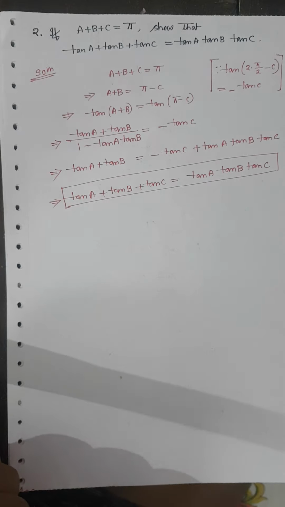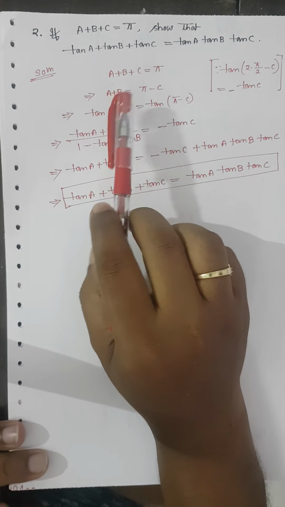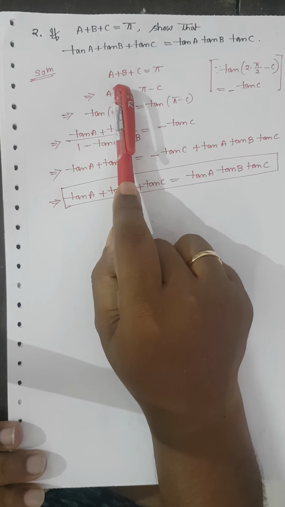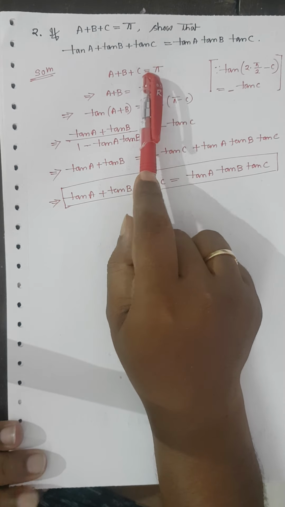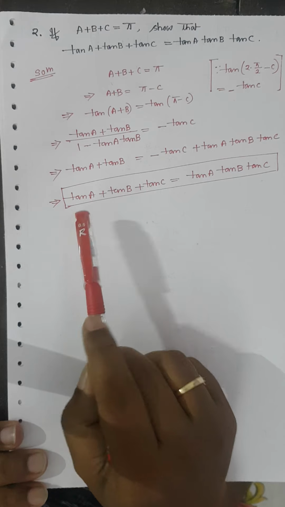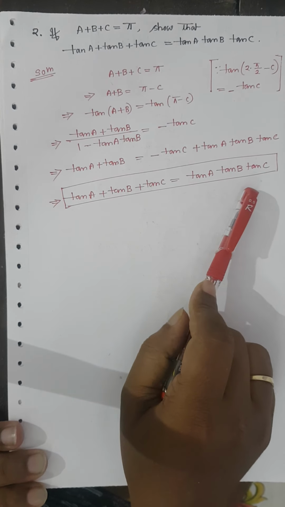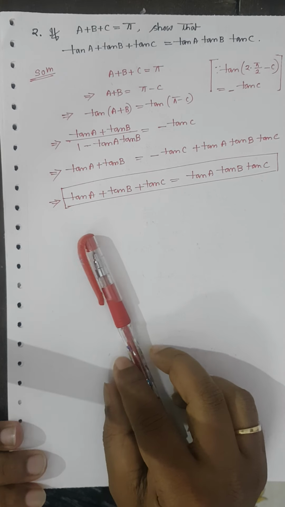Okay, so here A, B, C represent the angles of a triangle. We know for a triangle the sum of the angles is equal to pi radian. Therefore the result is tan A plus tan B plus tan C is equal to tan A tan B tan C. It is applicable for any triangle.